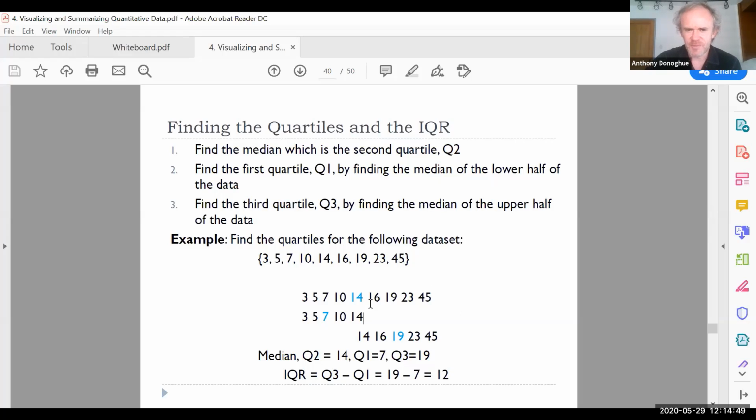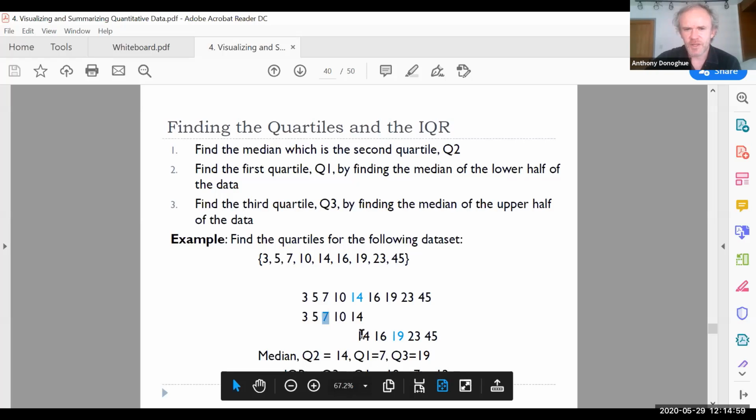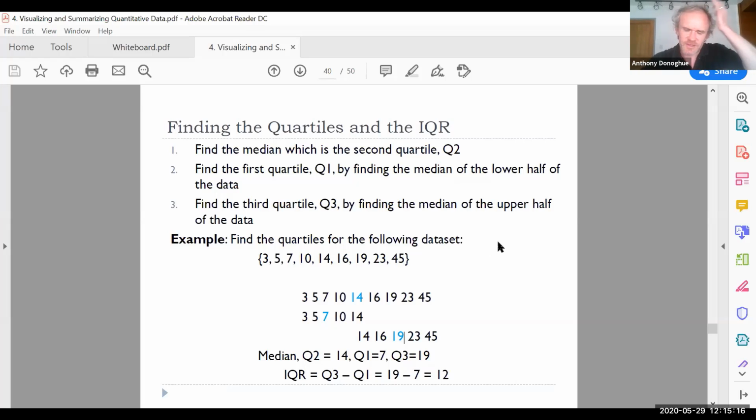Then just get the median of the lower half, which is the middle value of the lower half of values, and that's Q1, and that's 7. And then for the upper half, get the middle value, which is the third value of the upper 5 values, including the median, which is equal to 19. So anyway, this is just a small data set to see how you calculate these things. And what you have here then is the median, and the interquartile range is simply Q3 minus Q1.